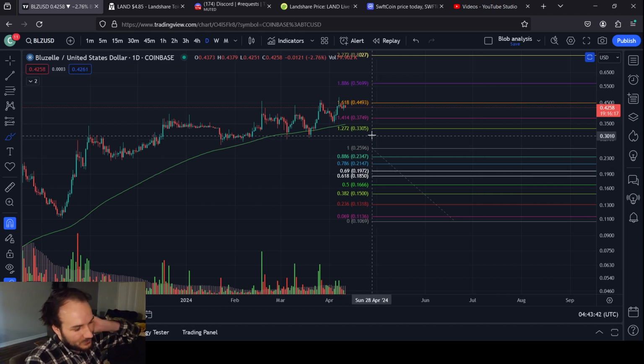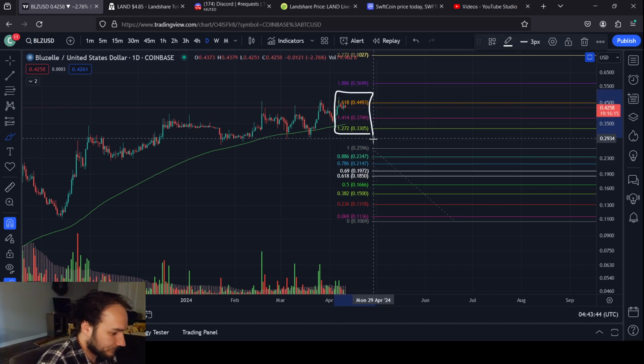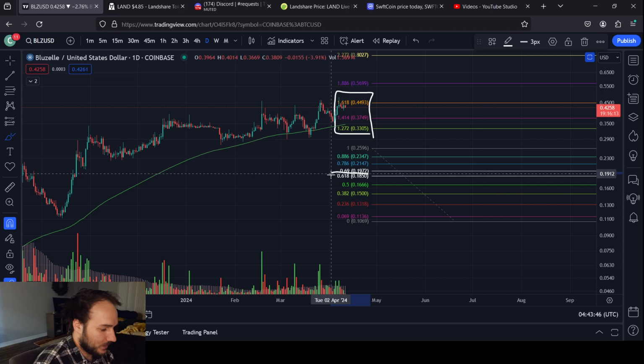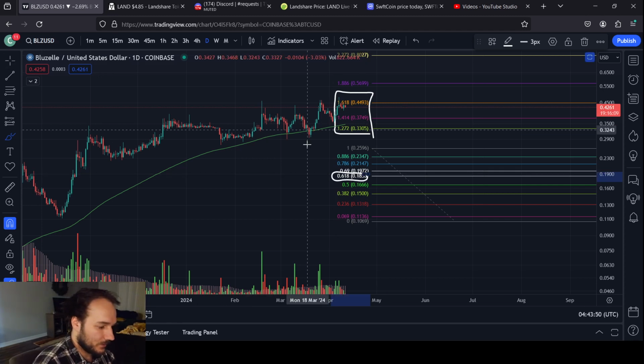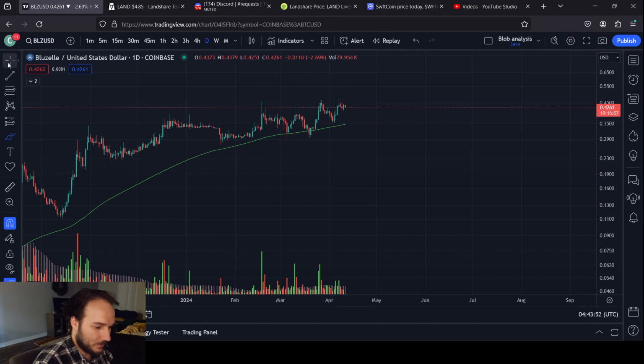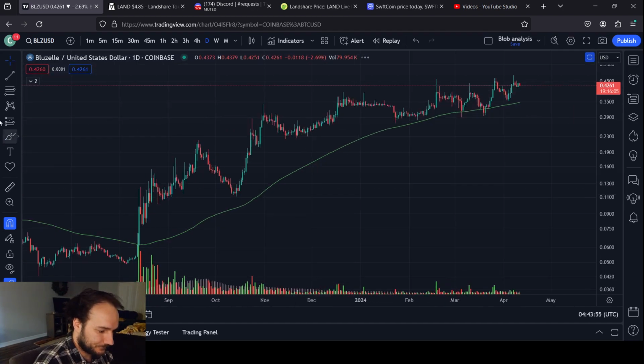Now, whenever you're anticipating extensions, this level, the 618 specifically, is a very key level to focus on. All right, so let's use an example actually on Blue Zell. This is probably a perfect one right here.